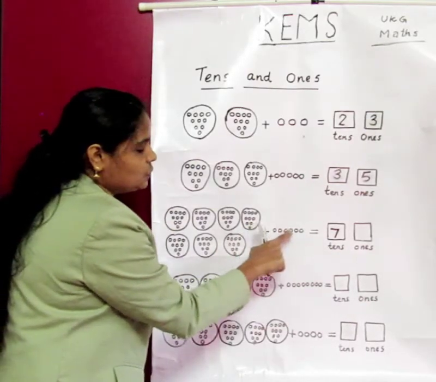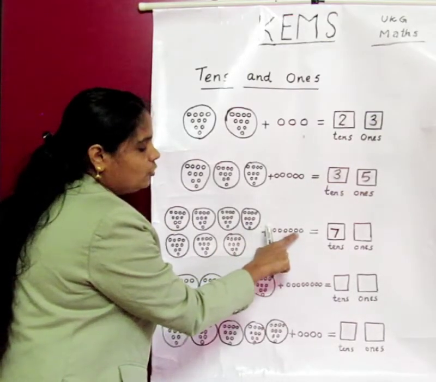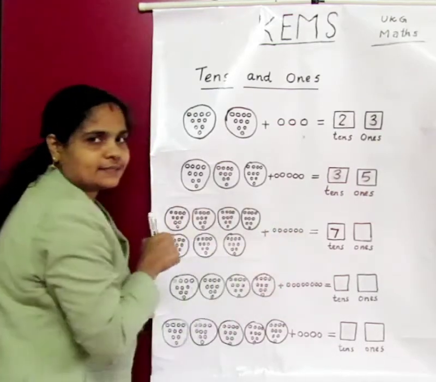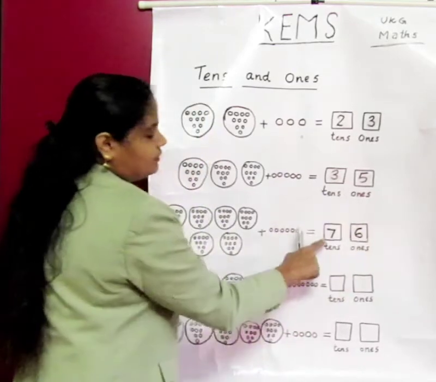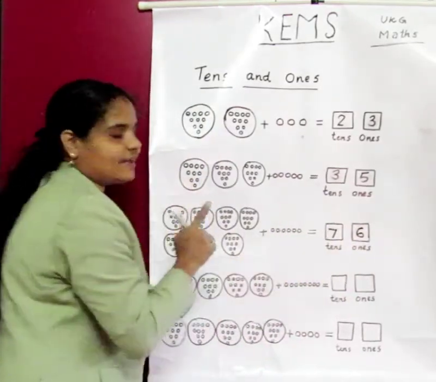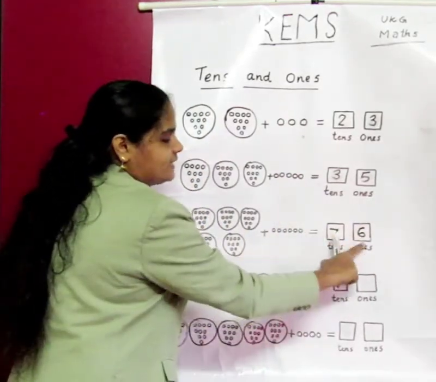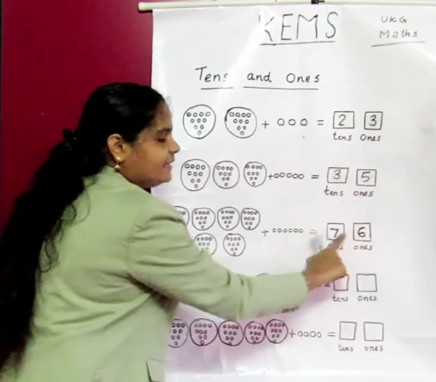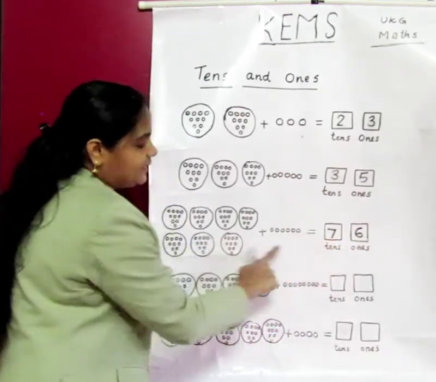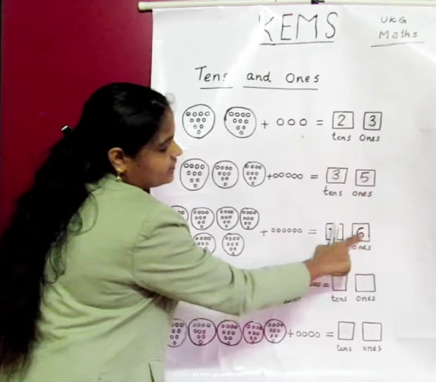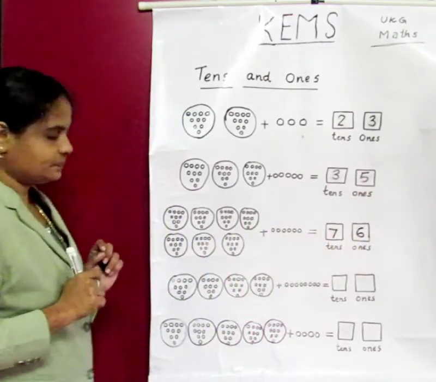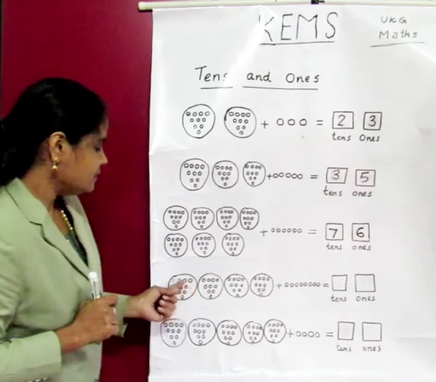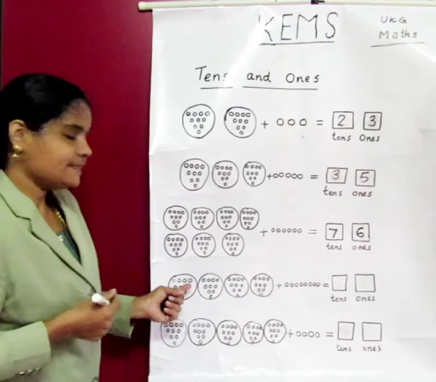1, 2, 3, 4, 5, 6. So, 6 ones. We get the number 76. So, in the number 76, 7 tens and 6 ones are 76. Clear?